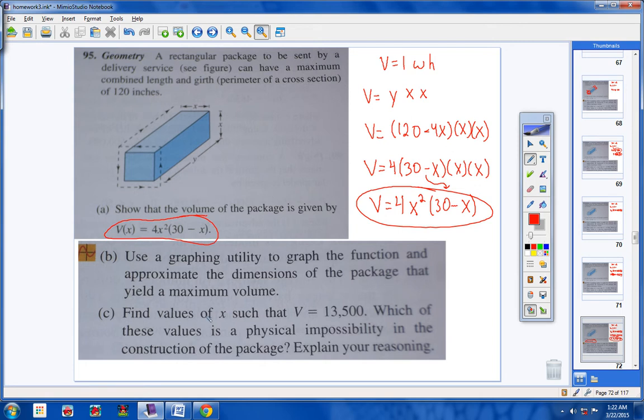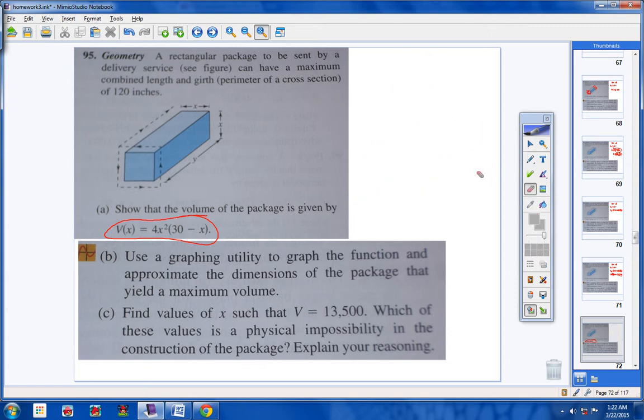Now, use the graphing utility to graph the function and maximize the dimensions of the package that yield a maximum volume. I think I'm going to go ahead and do this one, so please follow along and take some really good steps or notes on this, okay? First of all, I'm going to type this into my grapher. Go to my y equals, clear out my screen, and type in 4x squared, and then parentheses 30 minus x, close my parentheses.